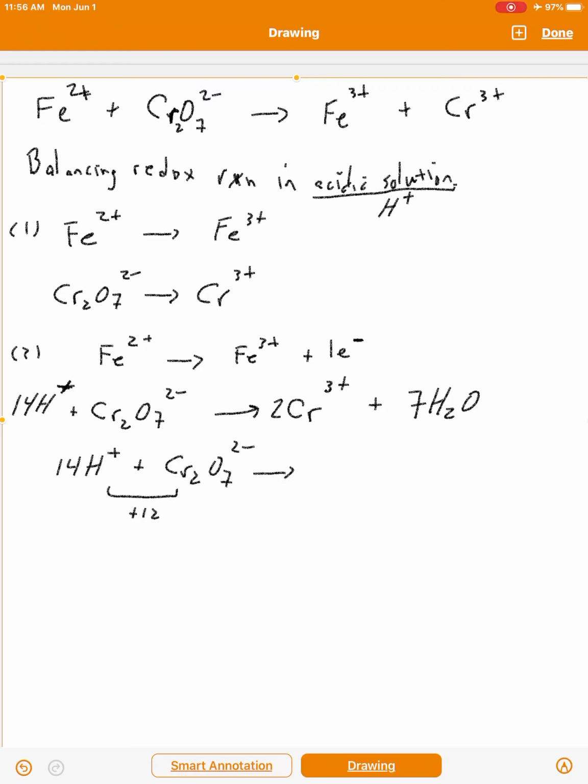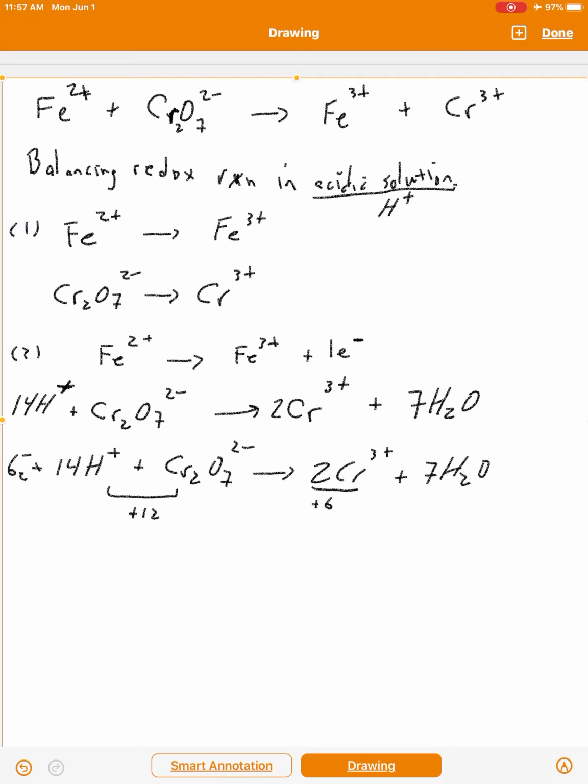And then on the product side, you got 2 chromium 3s. So that's +6. And then you got 7 waters. I'm not worrying about that because those are neutral. They don't have any charge. So how many more electrons do we need to add to the reactant side? It's 6, right? Why is it 6? 6 negatives and 12 positives is +6. And that's the same thing we have on the product side.